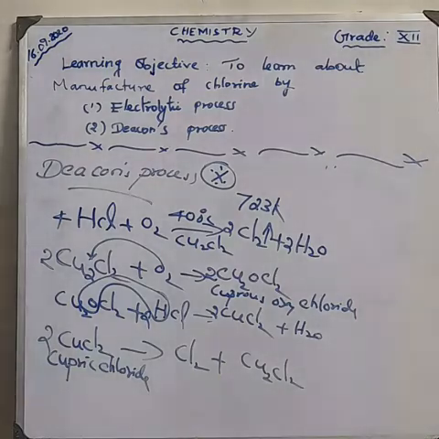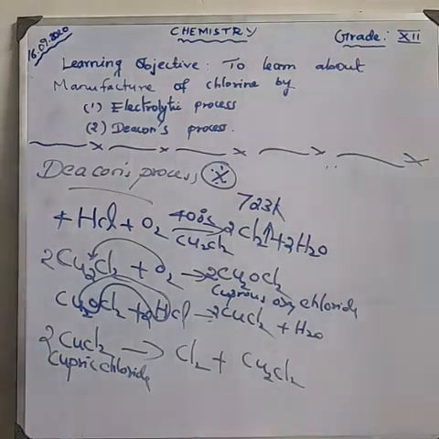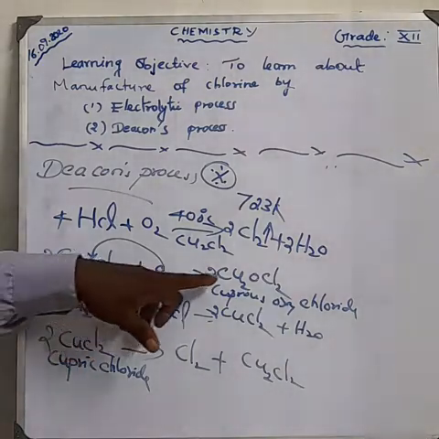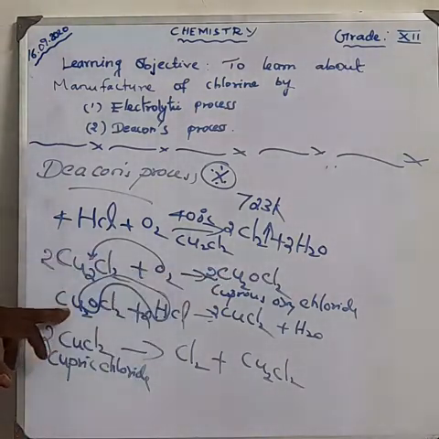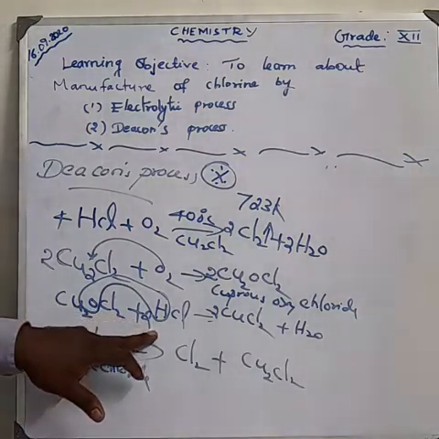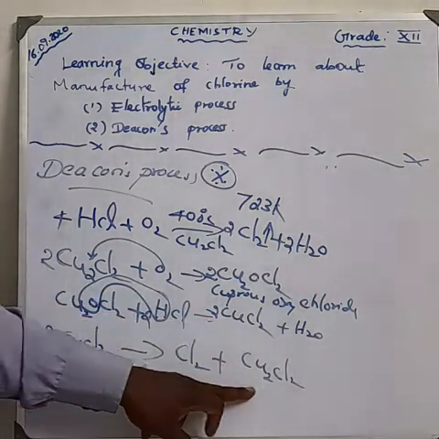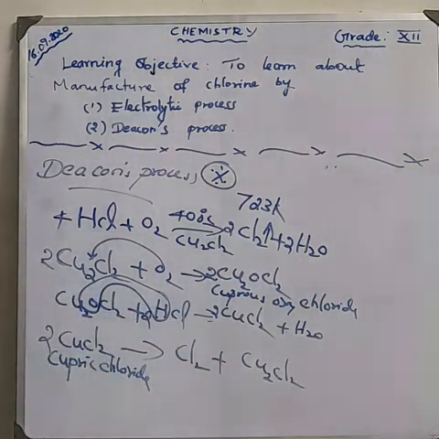This is the preparation of chlorine, which is employed for the manufacture of bleaching powder. In the reaction, first cuprous chloride reacts with oxygen to form cuprous oxychloride. The cuprous oxychloride then reacts with hydrochloric acid to form cupric chloride, and the cupric chloride is converted into cuprous chloride with the liberation of chlorine gas. This is one of the methods of manufacture of chlorine.